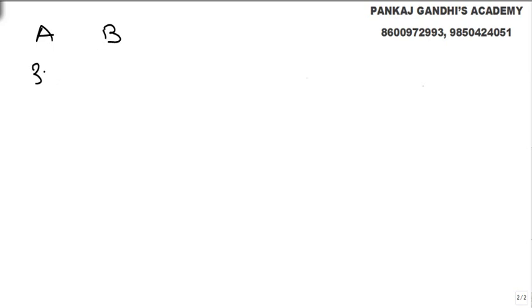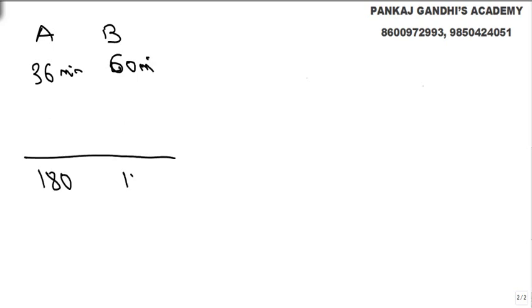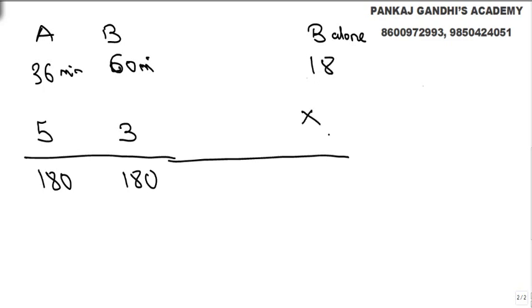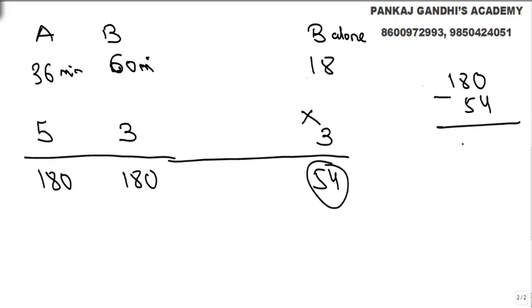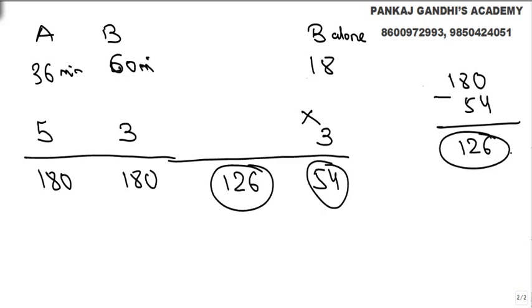Now the smarter way could have been, we find out A alone in 36 minutes, B alone in 60 minutes. We assume capacity LCM 180, per minute 5, per minute 3. Now at the end, B alone fills for 18 minutes. So in last 18 minutes, B fills 18 threes are 54. So out of 180, in last 18 minutes, B fills 54. So before that, 126 was filled.